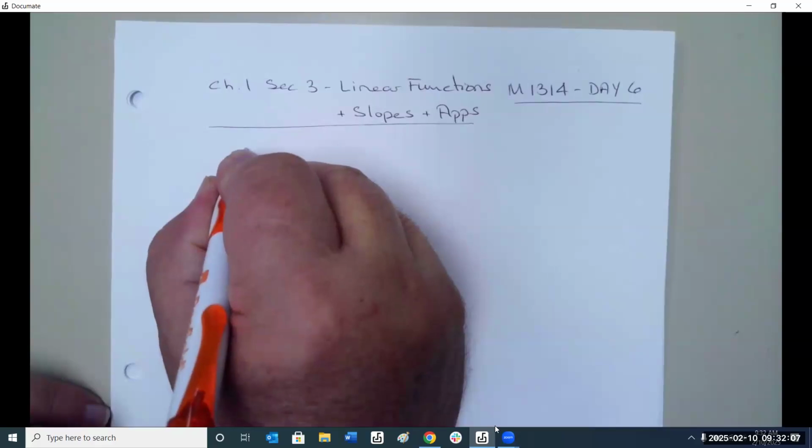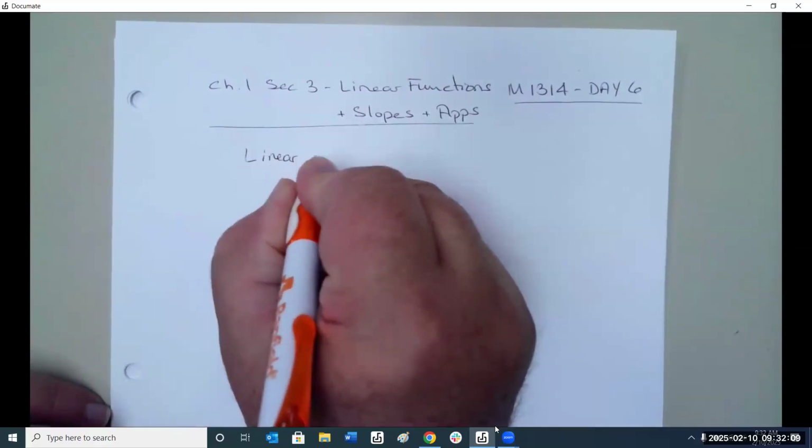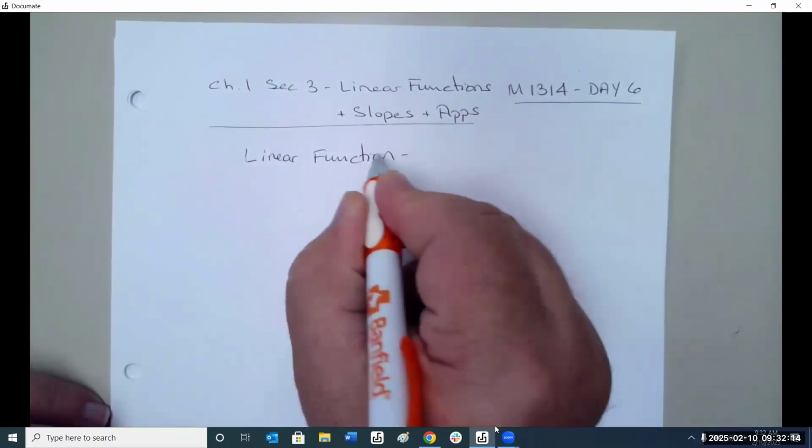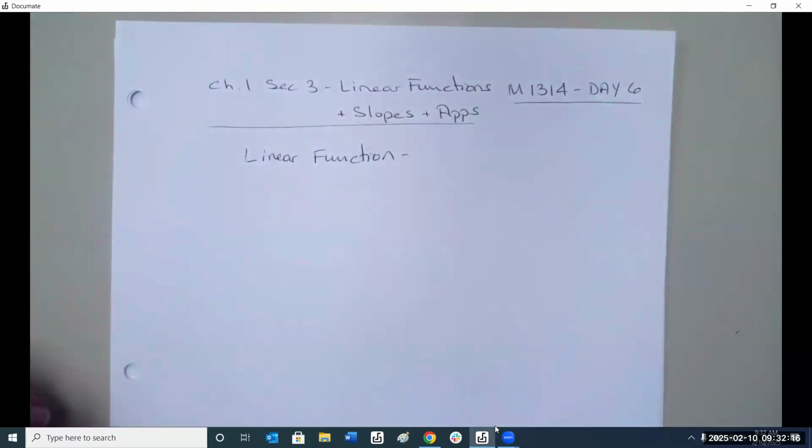So what is a linear function? From what we talked about last time, what can you tell me? What does it look like? What can you tell me about it?